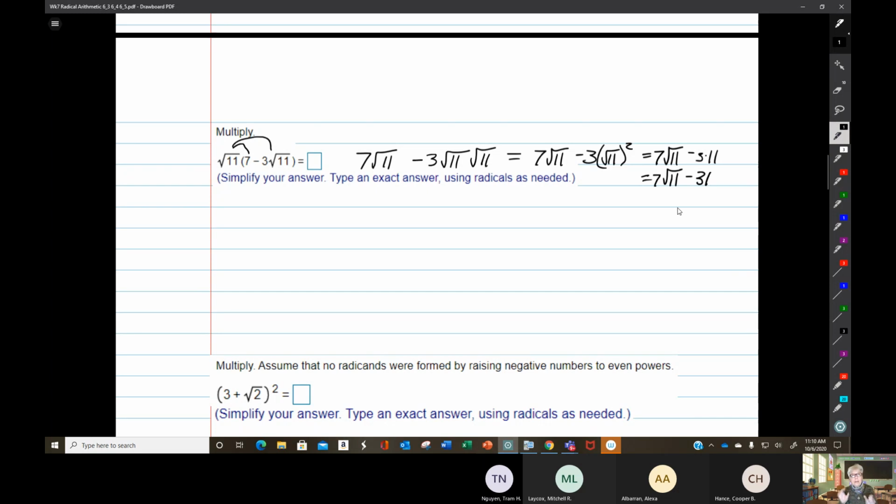Same kind of answer. They have to stay separate for the same reason. One is a radical term, one is a constant term, not the same kind of terms.